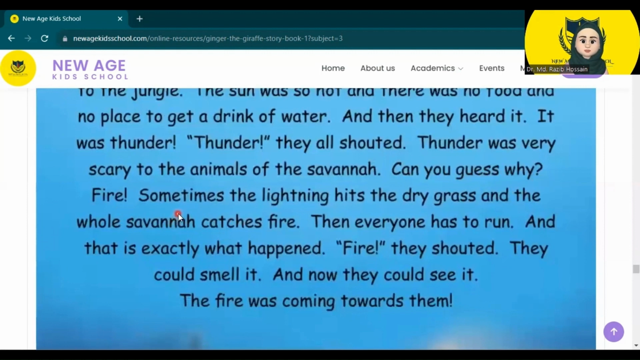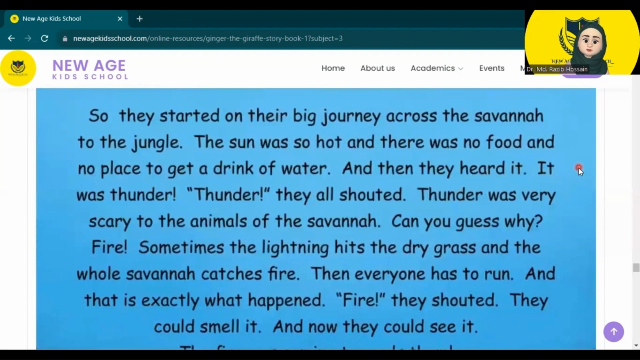Fire! Sometimes the lightning hits the dry grass and the whole savannah catches fire. Then everyone has to run. And that is exactly what happened. "Fire!" they shouted. They could smell it. And now they could see it. The fire was coming towards them.